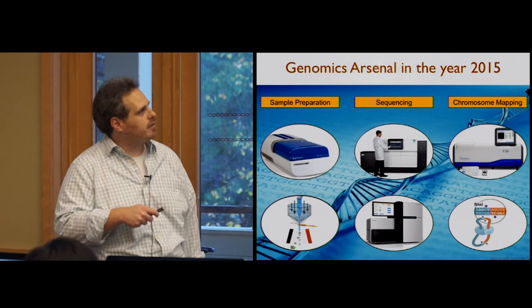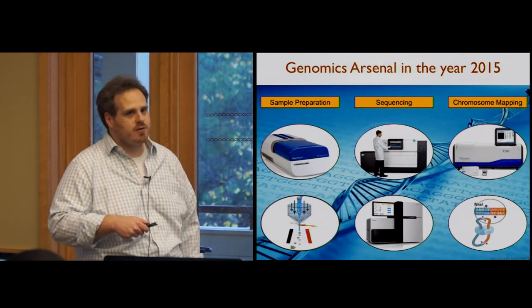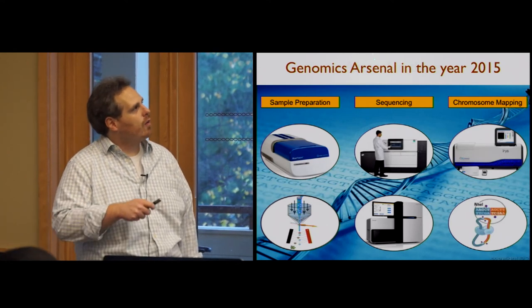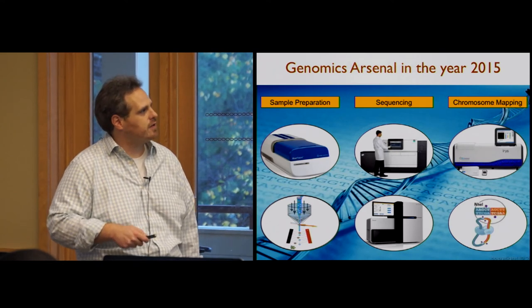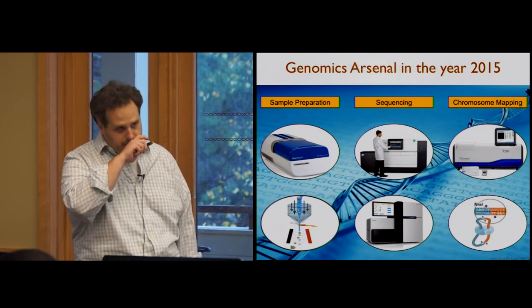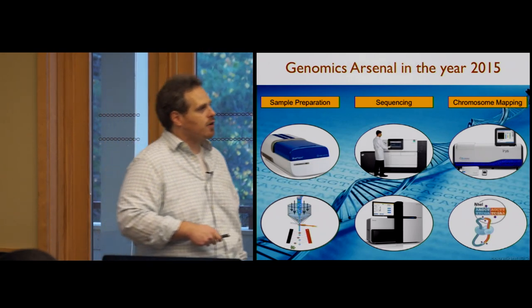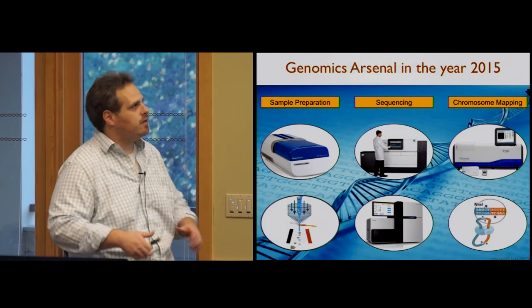We have things like the Blue Pippin that's going to do really good size selection. We have flow cytometry to be able to pull out single cells or single chromosomes. We have super powerful sequencers now that can provide lots of coverage of short reads and long reads. We have some long-range mapping technologies. We have optical mapping. We have various chromatin assays that can pull out all these things. All these technologies get used in new and creative ways.